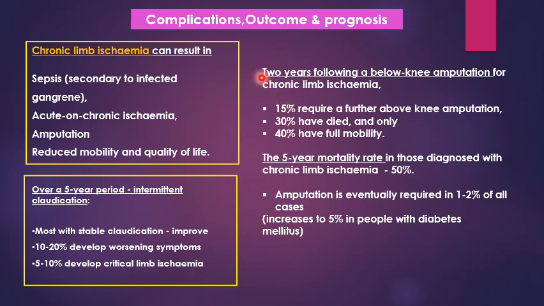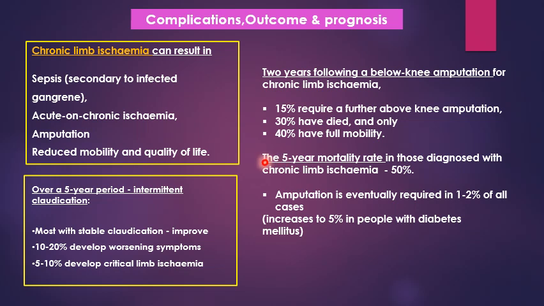Two years following the below knee amputation for patients with chronic limb ischemia, what happened? 15% of them require further above knee amputation. 30% of them died, and only 40% have full mobility. So the full mobility is only 40% in the majority of patients.